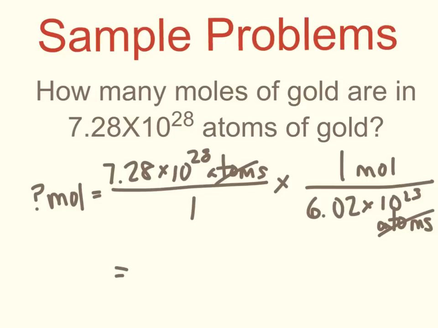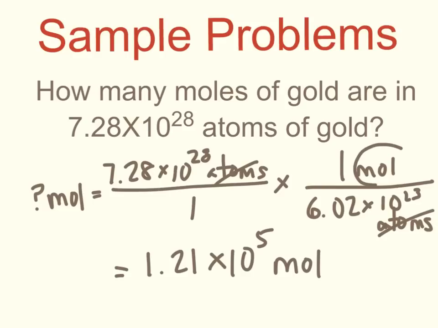To solve my problem, I take 7.28 times 10 to the 28th divided by 6.02 times 10 to the 23rd, and I get 1.21 times 10 to the 5th. A complete problem includes units, and my unit is mole because that's the unit that's left at the top of my problem.